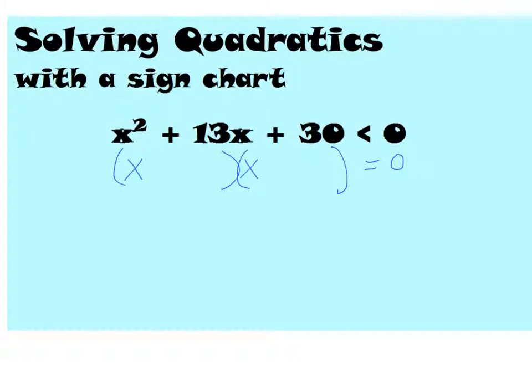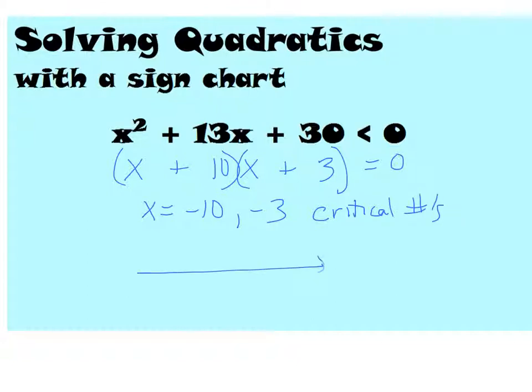So my factors of 30 that add up to 13, that's going to be 3 and 10. It's a plus and a plus. Set those each equal to 0. I'll end up with a negative 10 and a negative 3 when I do that. Those are now my critical numbers. And so I'll set up my sign chart. Always put those numerically on your number line. And let's start doing some test points.